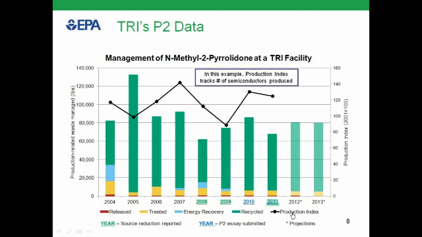Then we have the production index represented by the line here. So in this example, this is a semiconductor manufacturing facility, so presumably that's tracking the number of semiconductors that they're producing. The third piece of information would be source reduction activities.